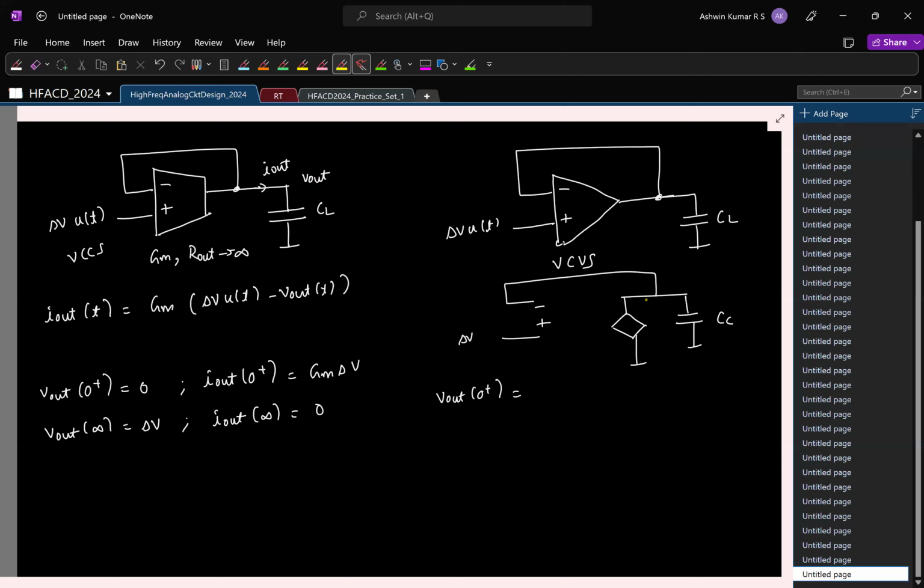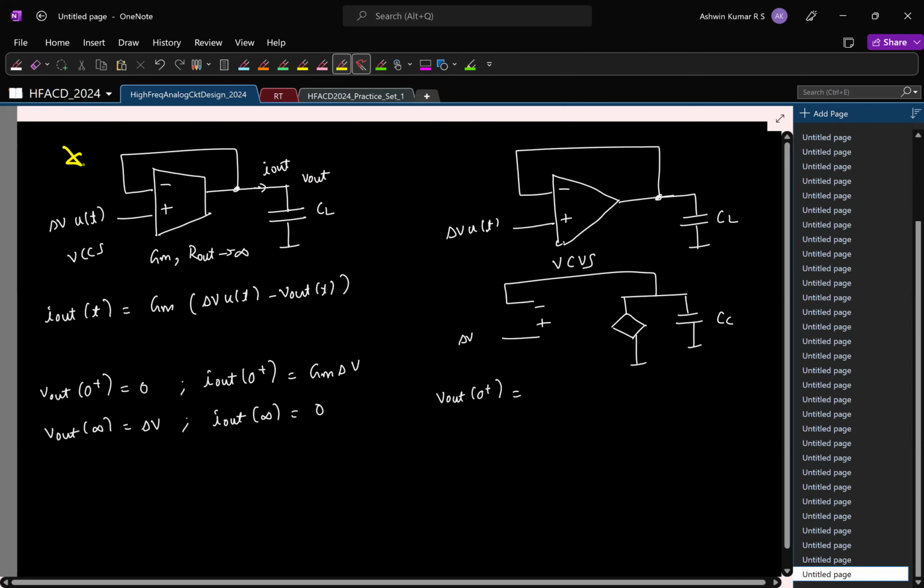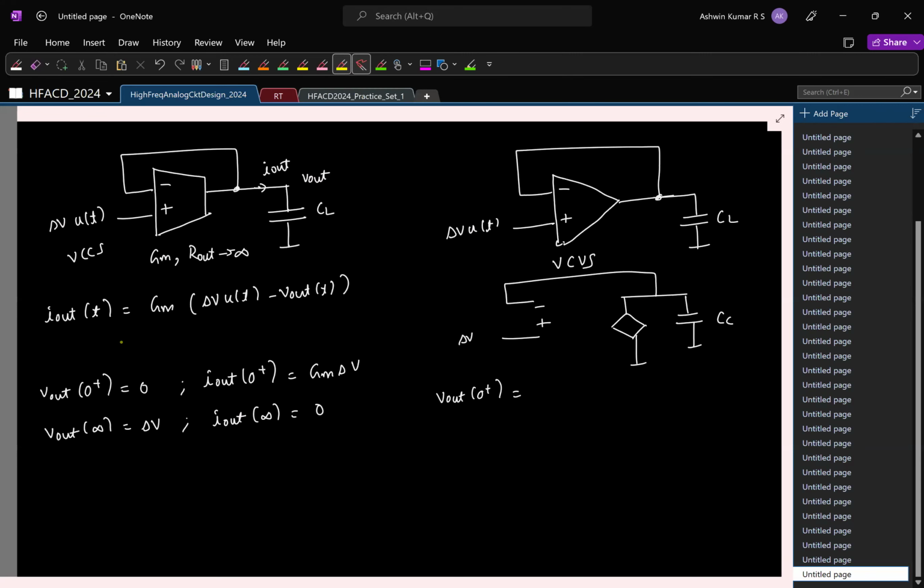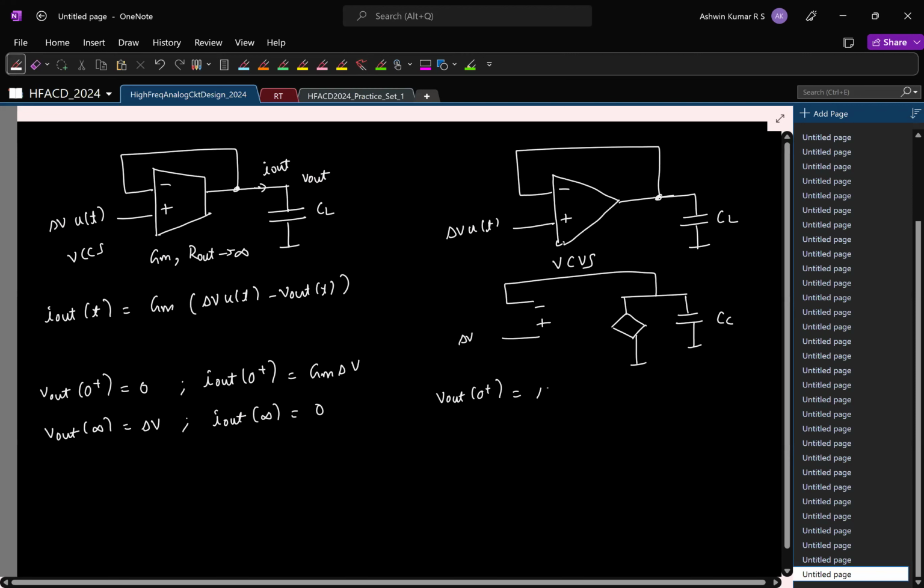Is that clear? The crucial difference is that when we have an OTA, although the OTA by itself has no limitations in current and can provide any amount of current, the current is fixed by this relation. Because the current is fixed by this relation, you can't have abrupt jumps in the capacitor voltage. But if you have an ideal op amp, by op amp I mean a voltage controlled voltage source, it will respond instantaneously to any instantaneous step in the input. So this will immediately jump to delta V. So basically, if I were to sketch the two, we'll do it here.